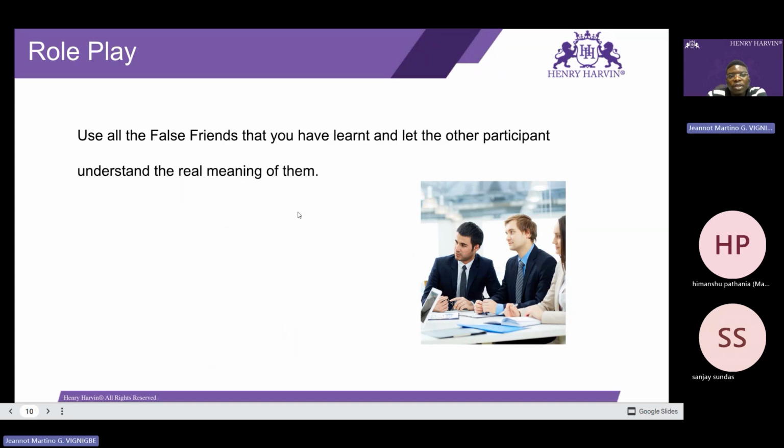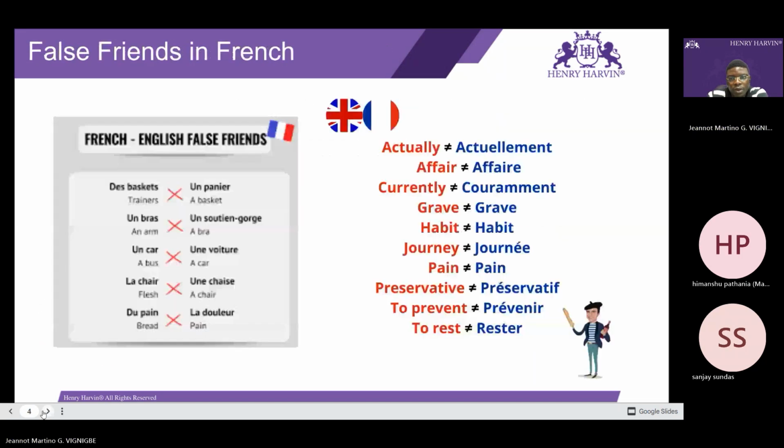Among the false friends that we have learned today, can you share with me some of them that you still remember? We studied these false friends today, right? Actually, affair, currently, graph, Abby, journey, paid, preservative, to prevent, and to rest.